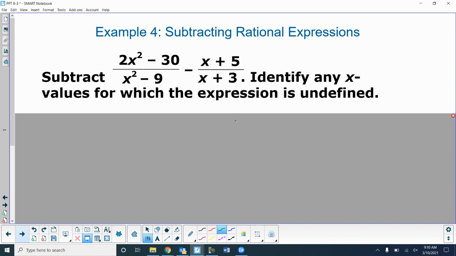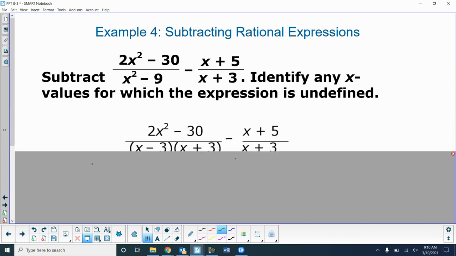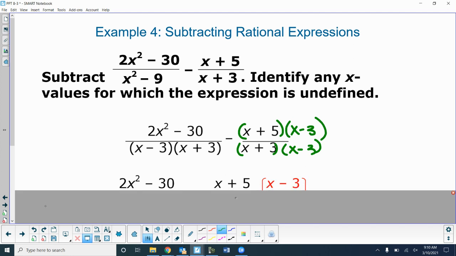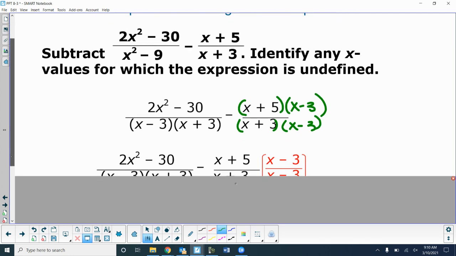How am I going to factor this? x minus 3 plus 3, x minus 3. Good. What's the common denominator? x minus 3. Right. This is going to be the common denominator, right? Yeah. So what do I have to do to this denominator? Multiply. By what? x minus 3. x minus 3, right? So what do I do to the numerator? x minus 3. You with me on that? That's what they're doing here, right?